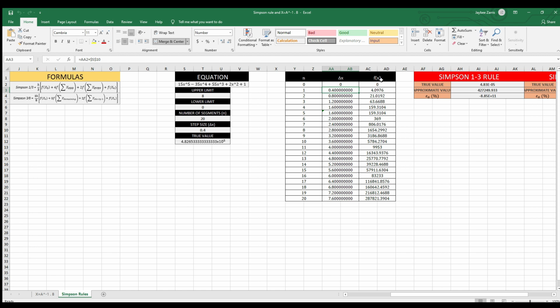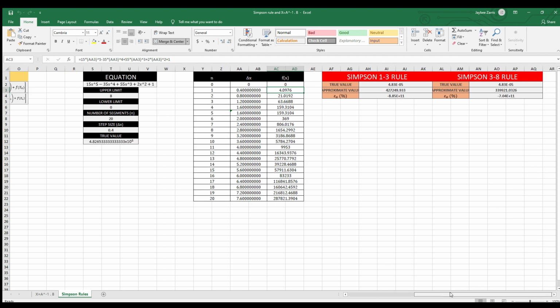Then, next is sa fx naman. Paano natin sinolve? Sinolve natin to is sa pamamagitan na lalagay natin dito yung equation natin, which is ito. Then, papalitan natin lahat ng x ng katapat niyang delta x. Then, enter. Lalabas siya. Then, double click lang ulit para masolve siya lahat hanggang baba. So, dito na tayo for the final answer. So, itong true value, then sa approximate value naman.